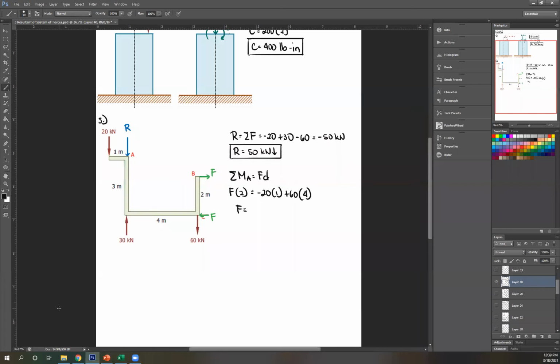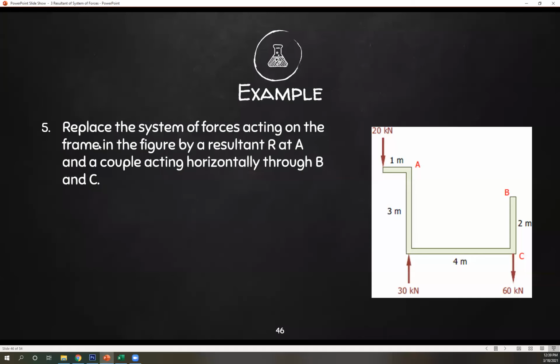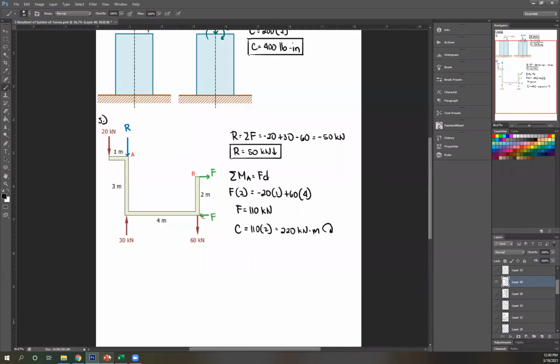Okay. So 110. Answer is positive. Therefore, my assumption is correct. Okay. And therefore, my couple is equal to 110 times 2. So 220 kilonewton. Our unit for distance is meter. And then clockwise. Okay. So what are we asking again? Replace the system. So we're going to replace this system now. So we're going to remove.